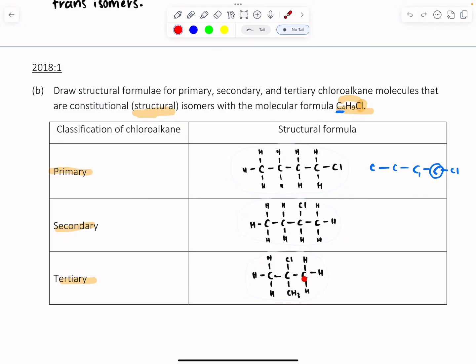Basically what I've done is I've taken this group over here and slotted it under this carbon over here, CH3, to make sure that this carbon is bonded to 3 other carbons. And there we have it. That's how simple it is, team. And if it's not simple right now, all it takes is a bit of practice.